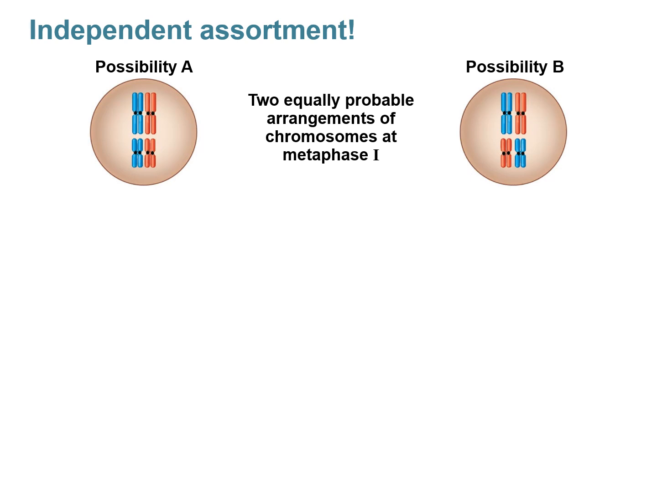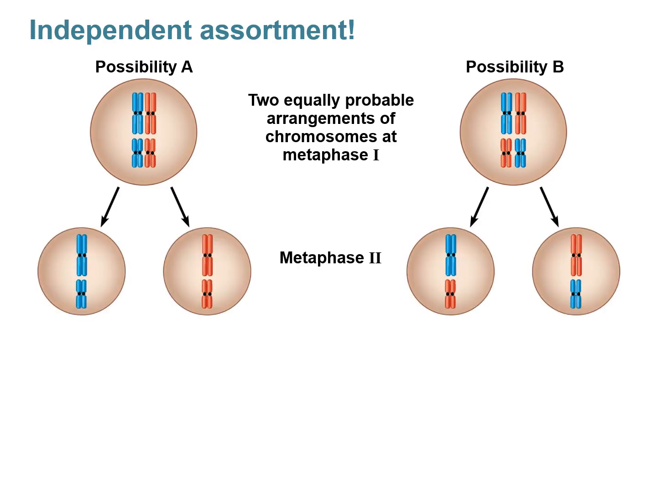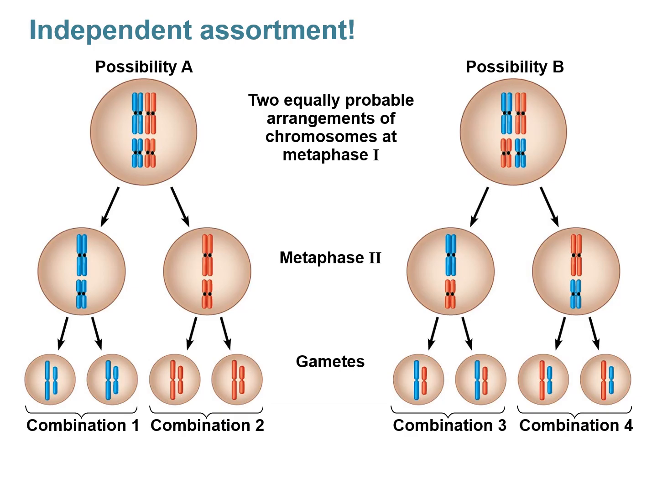This relies on the idea that every time chromosomes line up in the form of a tetrad, they could line up in any way. For example, we might have a situation where all of the blue chromosomes end up in the same daughter cell, whereas in another situation, some of the blue chromosomes and some of the red chromosomes might be mixed up. The more chromosomes you have, the more possible combinations you can get.